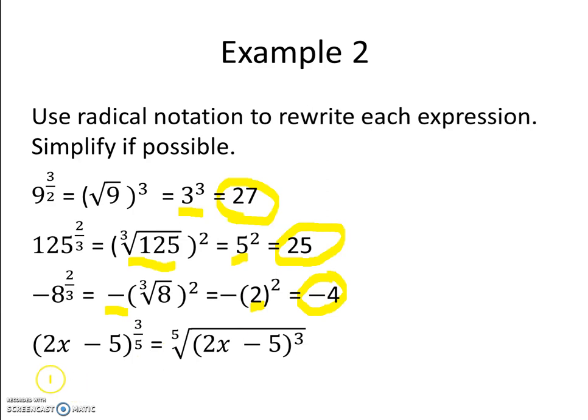The next one, we have 2x minus 5, the quantity, raised to the 3/5. To write that out, we know the bottom number is the root, so we have the 5th root of that stuff cubed. So our answer is the 5th root of the quantity 2x minus 5 cubed.